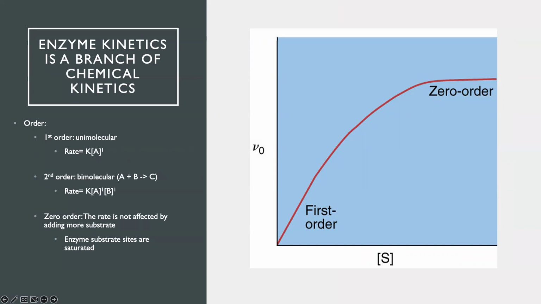And we can talk about things in terms of order. Order is useful in describing reactions, and it is determined experimentally. So we can look at first order, which I have here. First order is unimolecular, so the rate is only dependent on one molecule and how much of that one molecule is around. Second order is bimolecular, so it's dependent on two molecules interacting. And then zero order is when the rate is not affected by adding more substrate. So zero order is what we call the system being saturated.